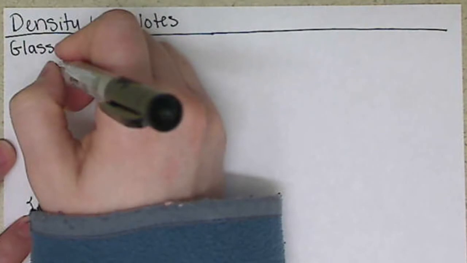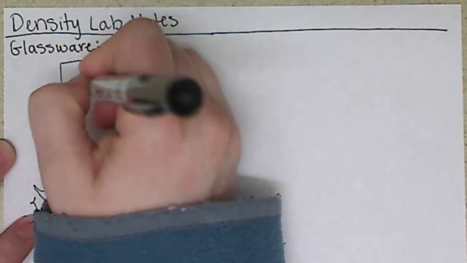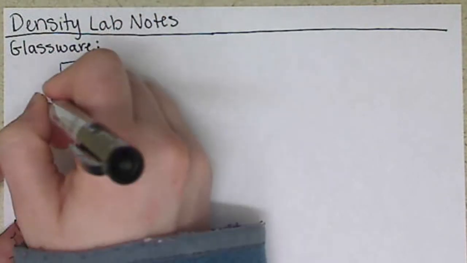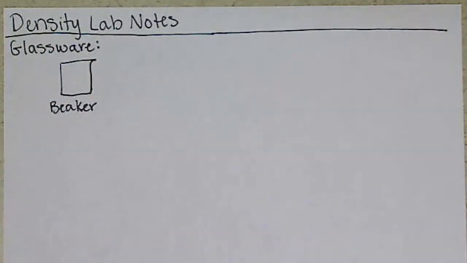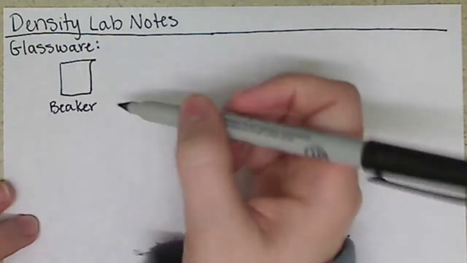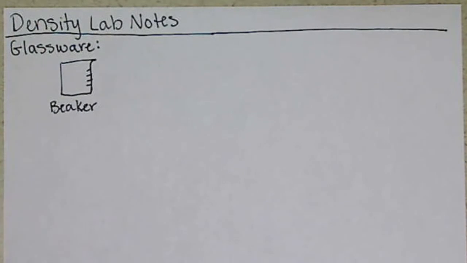So we'll just talk about some of the glassware. First, one of the most commonly known pieces of glassware is called a beaker. A simple glass, kind of looks like a glass jar. Some beakers will have marks on them indicating some volumes, but some won't. They aren't very accurate, so we don't usually pay too much attention to those.